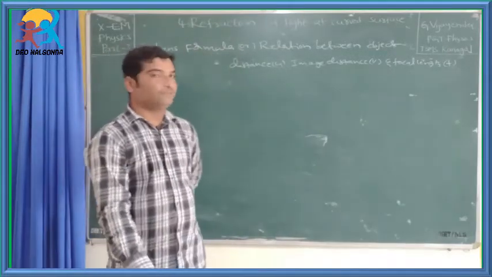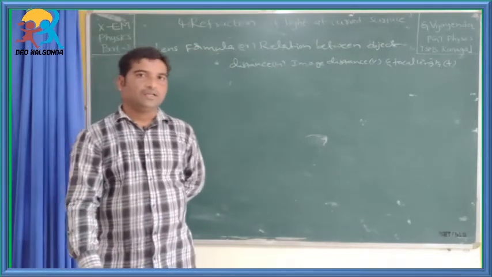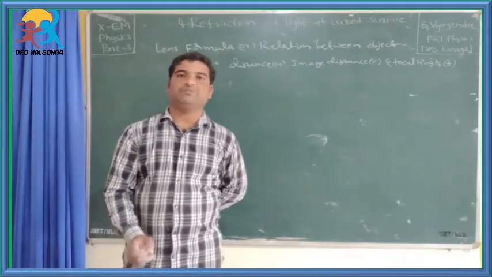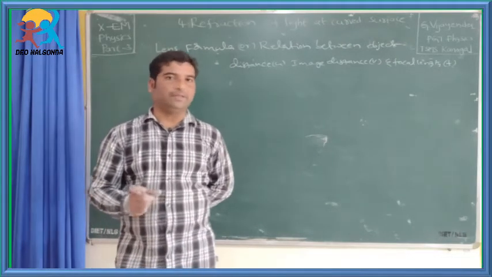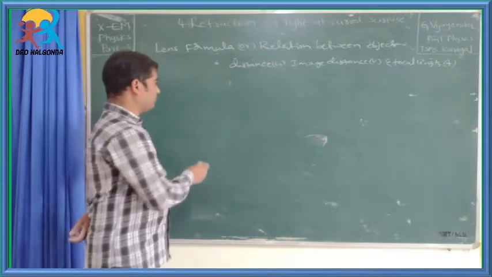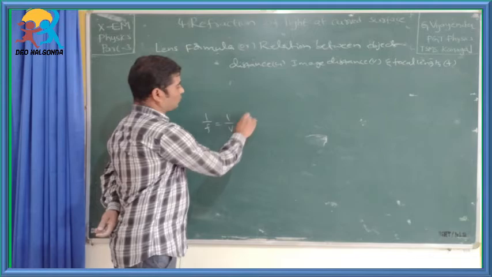In reflection at a curved surface, we have the mirror formula, that is the relation between object distance u, image distance v and focal length of the mirror. The mirror formula is 1 by f is equal to 1 by v plus 1 by u.